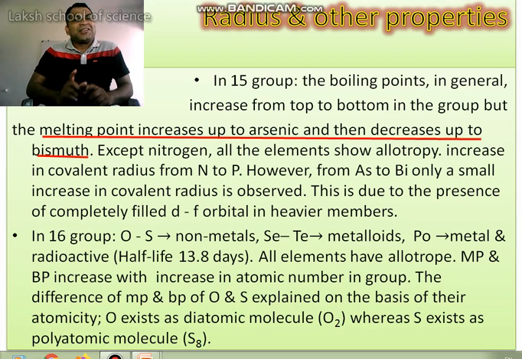Except nitrogen, all the elements show allotropy. This is a different talk. What should be the reason for the decrease in melting point? As the radius is increasing, the center distance will be decreased, and that will be the reason, because after that they become metals, and the metals' melting point becomes low. Except nitrogen all the elements show allotropy. There is an increase in covalent radius from nitrogen to phosphorus. However, from arsenic to bismuth only a small increase in covalent radius is observed.